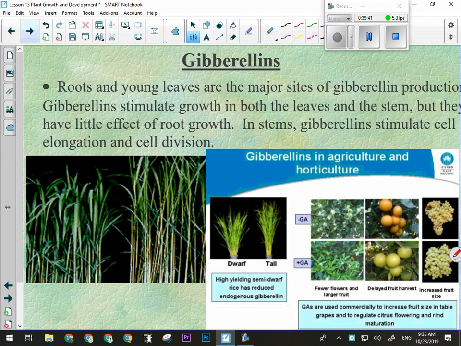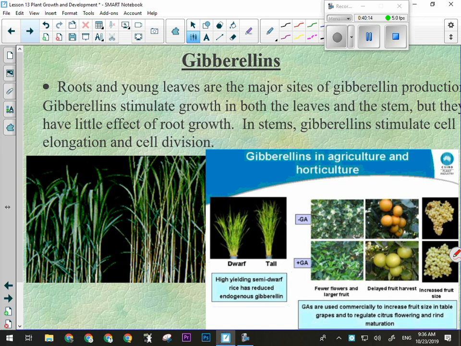Gibberellins. Gibberellins work a lot like auxins. They help with elongation, but they work in different areas, not just in the new growth of a plant, but they can actually work in some of the older growth areas as well, and they can have an influence on the amount of blossoms and fruit that can be formed on a plant. All right, so gibberellins, roots and young leaves are the major sites where that's produced, but they stimulate growth in both the leaves and the stem. They don't have much effect on root growth, even though they can be produced there. So in the stems, gibberellins stimulate cell elongation and cell division.